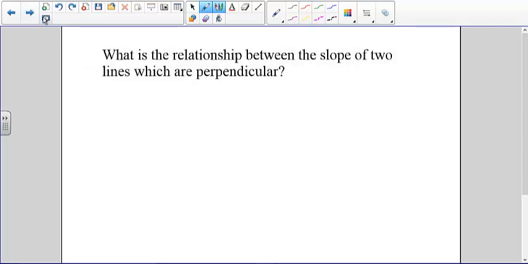What about the relationship between the slope of two lines which are perpendicular? So what is perpendicular? It means they intersect and they have a 90-degree angle between the two. So it'll be like that. You know, they don't have to be horizontal, vertical. They just have to have a 90-degree angle between the two lines.